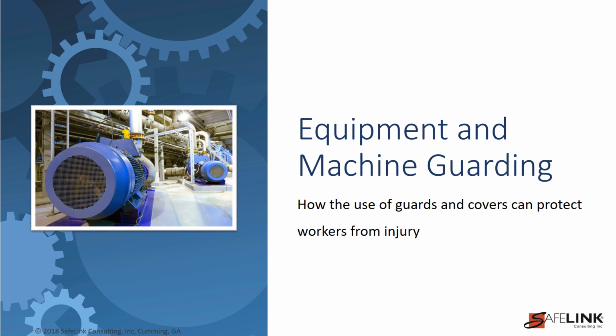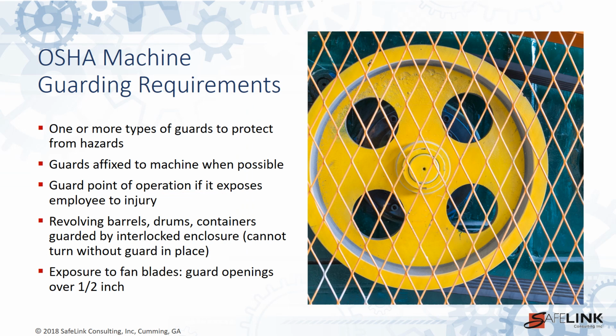Machinery and equipment must be inspected and maintained as recommended by the manufacturer and must not be used with defective parts which may create a hazard. No modification of equipment is allowed that is not consistent with the manufacturer's specifications. OSHA's machine guarding requirements include one or more types of guards to protect from hazards, guards affixed to the machine when possible, and guarding the point of operation if it exposes employees to injury. Revolving barrels, drums, and containers must be guarded by interlocked enclosures. It cannot turn without a guard in place. For exposure to fan blades, you must guard openings over 1/2 inch.